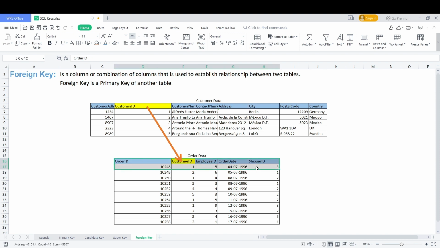So if you look at the order data, which one do you think is our primary key? In the order data, as I can see, order ID is the primary key, because it is uniquely identifying all the rows in the table. Now, how many foreign keys do we see? First we have the customer ID as a foreign key, then we have the employee ID. Let me highlight it. We have the employee ID as our foreign key, and then we have the shipper ID as well as our foreign key.